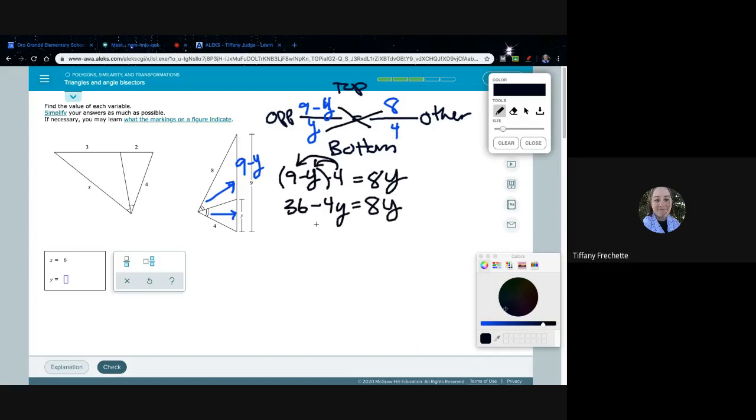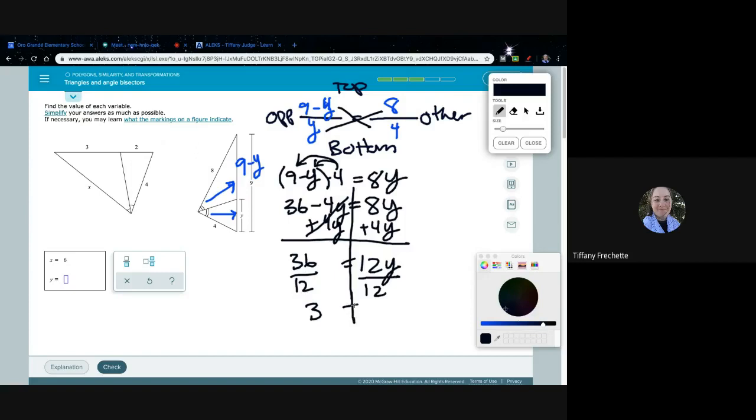Now I want to bring my y's together, so I'm going to add 4y on both sides of my equal sign. 36 gets brought down. Negative, positive, 4y, 4y, they're the same thing. One's positive, one's negative. They cancel to 0. Equals 8y plus 4y, which is 12y. And we divide both sides by 12 so that we can get y by itself. So in this case, we end up with 3, because 36 divided by 12 is 3, equals 12 divided by 12 is 1, so y drops down.